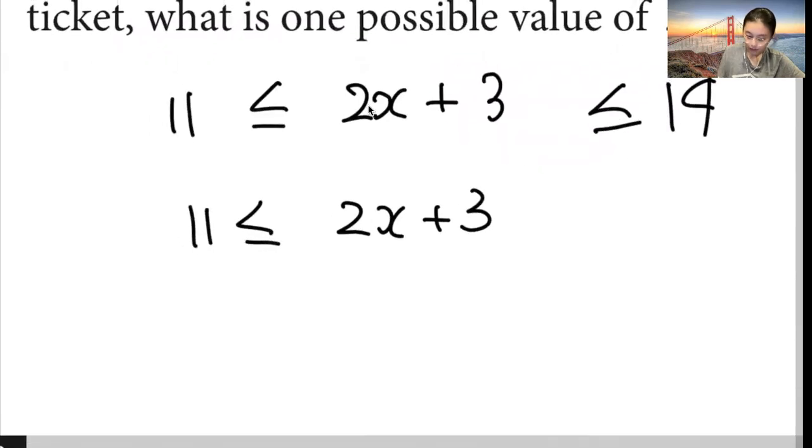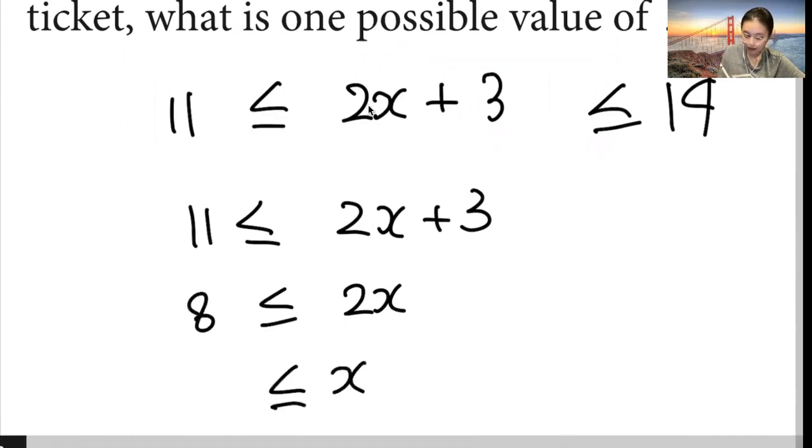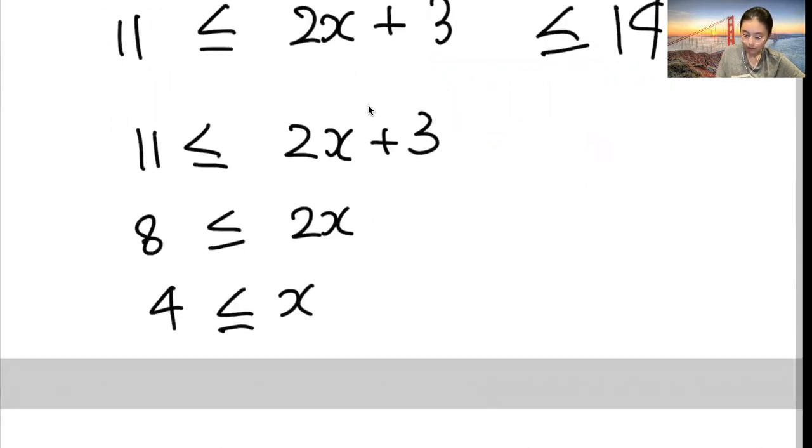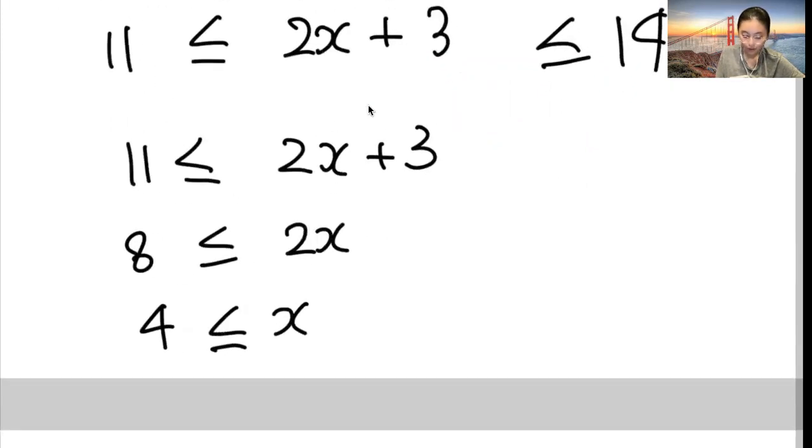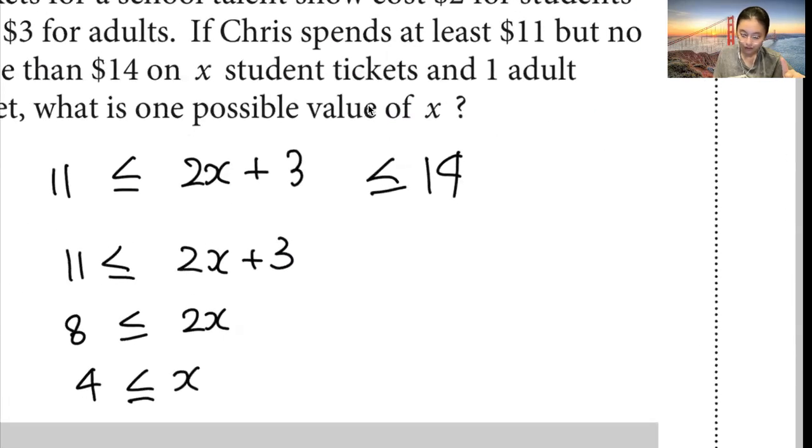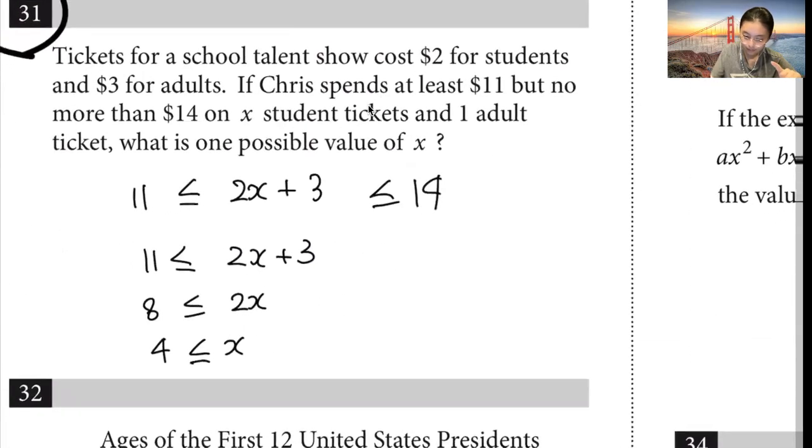So, 11 minus 3, so subtract 3 from both sides, and that's going to be 8. And isolating x, you'll get 4. So x must be, wait, we don't know yet. We've got to do the other side next.